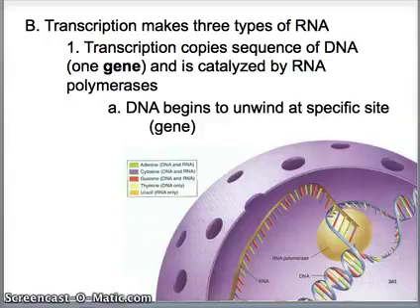And transcription copies sequences of DNA that are 1 gene long, and is catalyzed by RNA polymerase. Whereas DNA polymerase governs the process of replication, RNA polymerase governs the process of transcription, where RNA polymer is made. DNA first has to unwind at a specific site, a gene in particular.